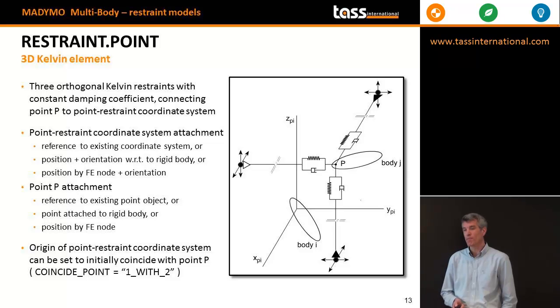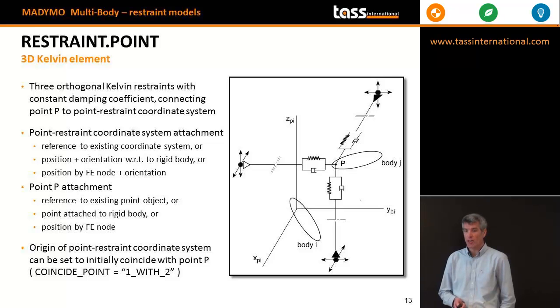Restraint point requires a little bit more attention. It's also a connection between rigid bodies, or one reference space, but you have to define a coordinate restraint system on the parent body. That's the way you orient it. And then on the second body, if it's a body, you have to define a point. And then orthogonal to the coordinate restraint system of the parent, you get 3 Kelvin elements.